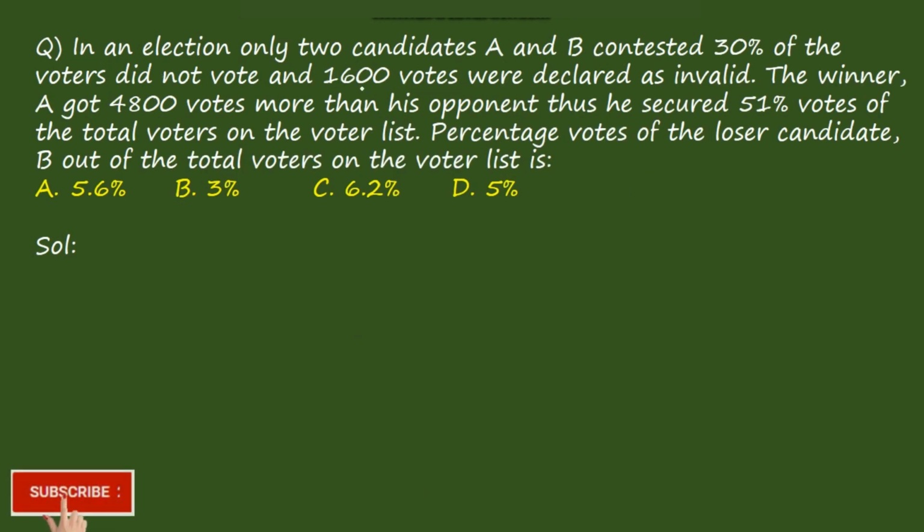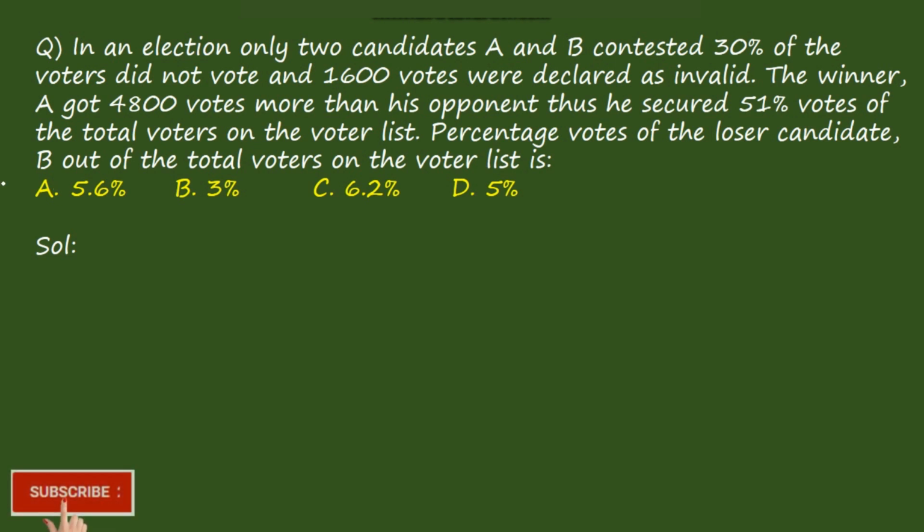Come to the next question. In the election, only two candidates A and B contested. 30% of the voters did not vote, and 1600 voters were declared invalid. The winner A got 4,800 votes more than his opponent. Thus he secured 51% of the total votes on the voter list. The percentage of votes of the loser candidate B out of the total votes on the voter list is?